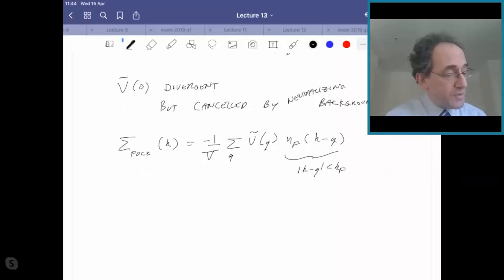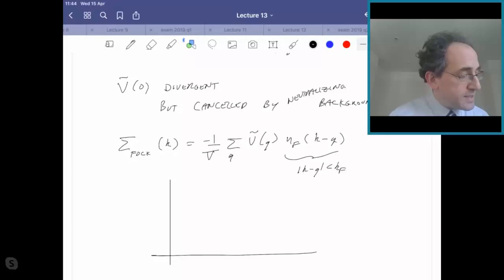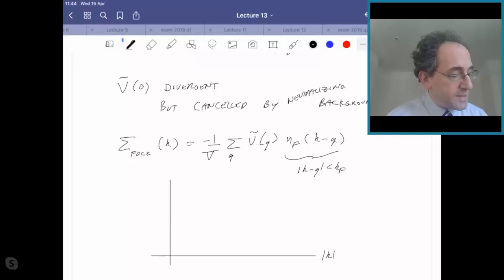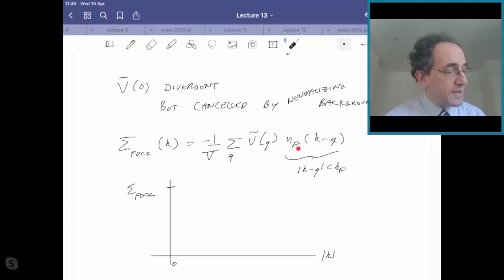Okay, so let me plot it. It's going to look something like this. So this is absolute K on this axis, and this is 0 here, and this is going to be sigma Fock on this axis. And it's really quite easy to calculate this at k equals 0. I made a little exercise to do it. The value of this is, I guess, 2e squared kf over pi, I think. I think I have it correct in the notes.